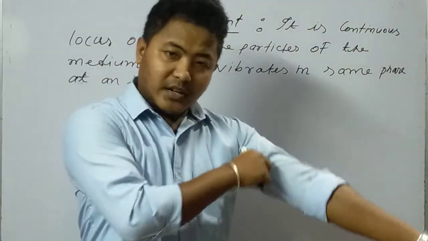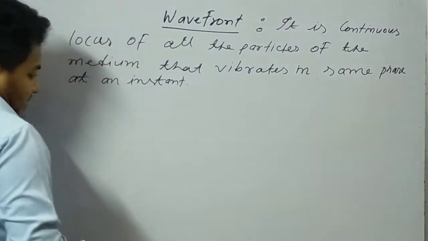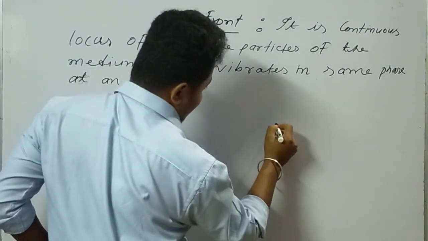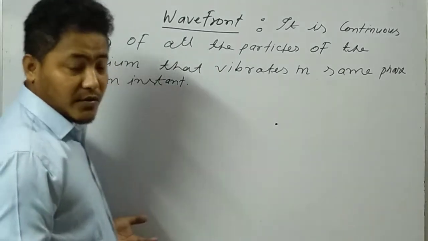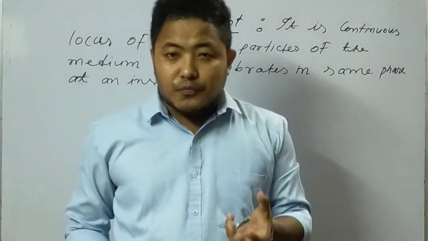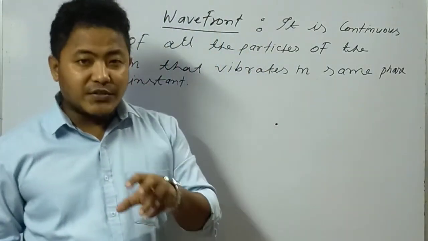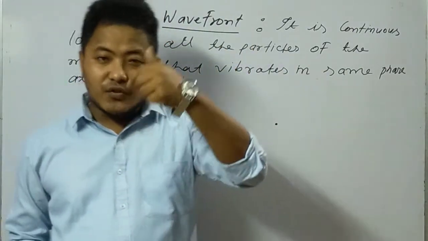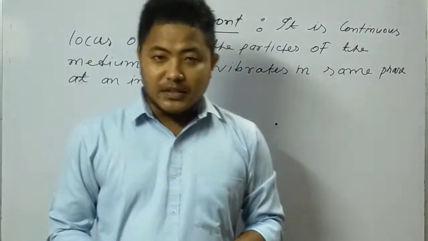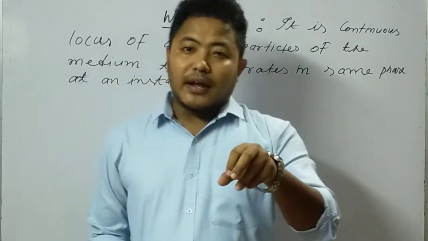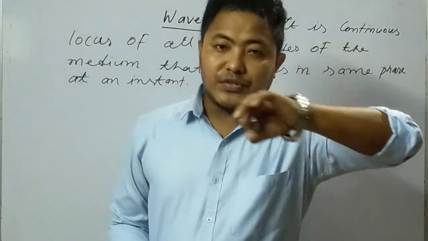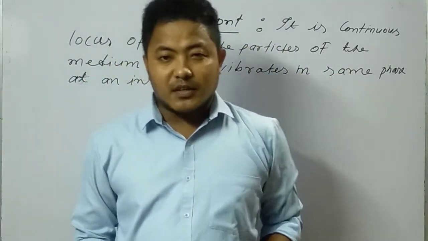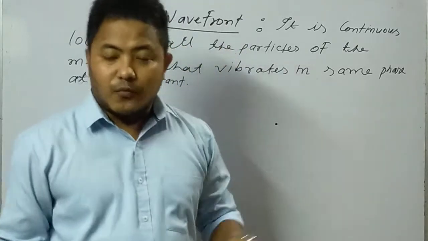So let us consider a very simple example. Suppose this is a source of vibration. Remember, we're studying the Huygens principle. What did Huygens tell us in his opinion? Huygens told that light travels in the form of waves. We have discussed in the previous class that light travels in the form of waves.